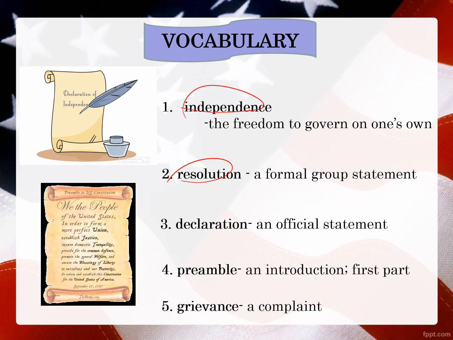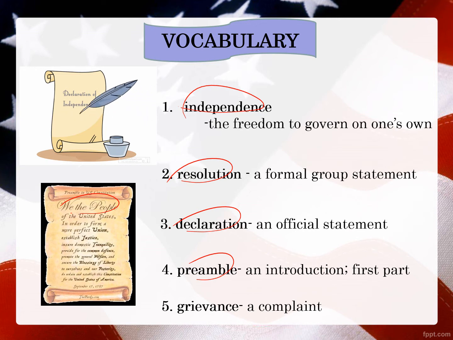All right, and number 3, we have declaration, an official statement or announcement. An example of a declaration is a government statement about a new law. Number 4, we have preamble, or an introduction or first part. It is actually, class, a brief introduction to the Constitution's purposes. For example, look at this part. We the people means all the citizens of the United States. This is an example of the first few words of the preamble of the United States Constitution.